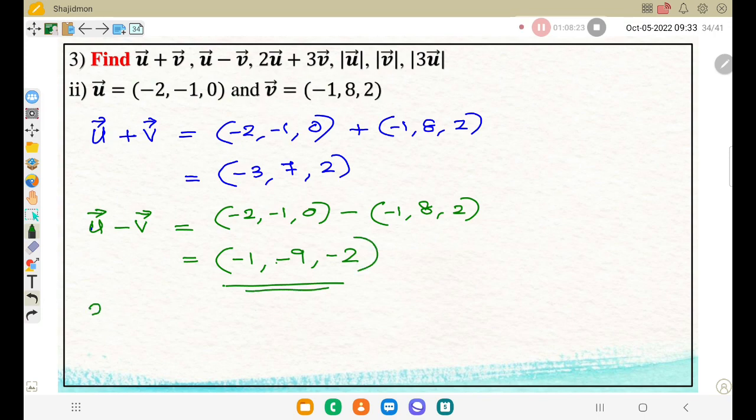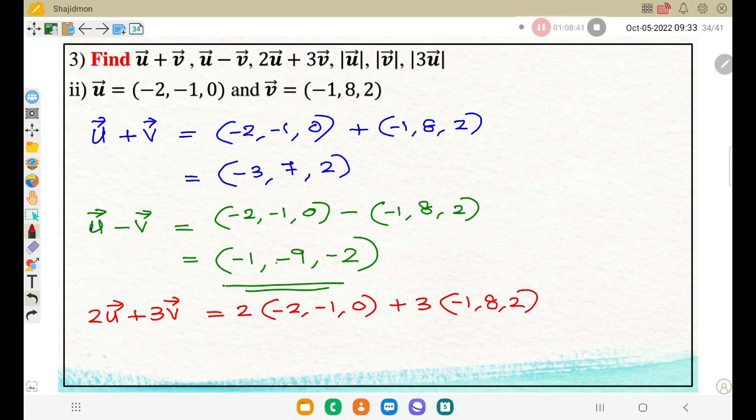Now 2 times u vector plus 3 times v vector. So we can write 2 times the u vector, (-2, -1, 0), plus 3 times v vector, (-1, 8, 2). Simplify first. 2 multiply minus 2, minus 4. 2 multiply minus 1, minus 2. 2 multiply 0, 0. Plus 3 multiply minus 1, minus 3. 3 multiply 8, 24. 3 multiply 2, 6.